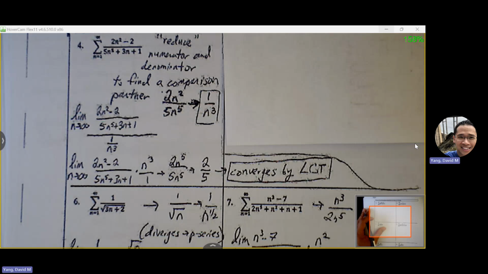And I really only care about the highest degree. I know the lowest degree is not going to make an impact with n approaching infinity. So I get 2n to the 5th over 5n to the 5th. This is just 2/5 because if we're approaching infinity, we just compare degrees. Degrees are the same. We pull out the coefficient. 2/5, that's a real number.